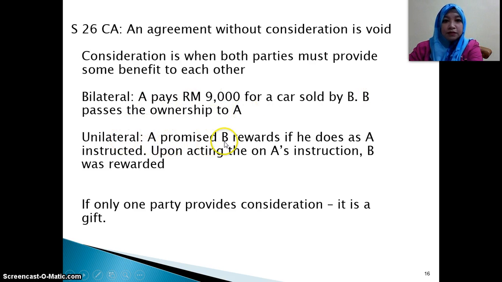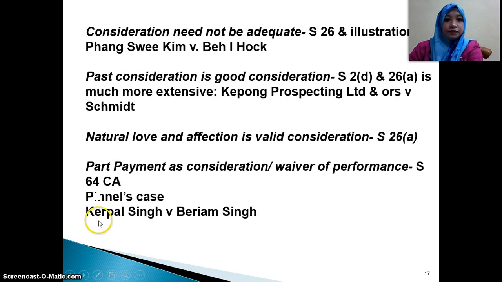Unilateral: A promised B a reward if he does as A instructed. Upon acting on A's instruction, B was rewarded. If only one party provides consideration, it is a gift. Consideration need not be adequate. Section 26. You may also refer to section 2(d) and also section 26(a).